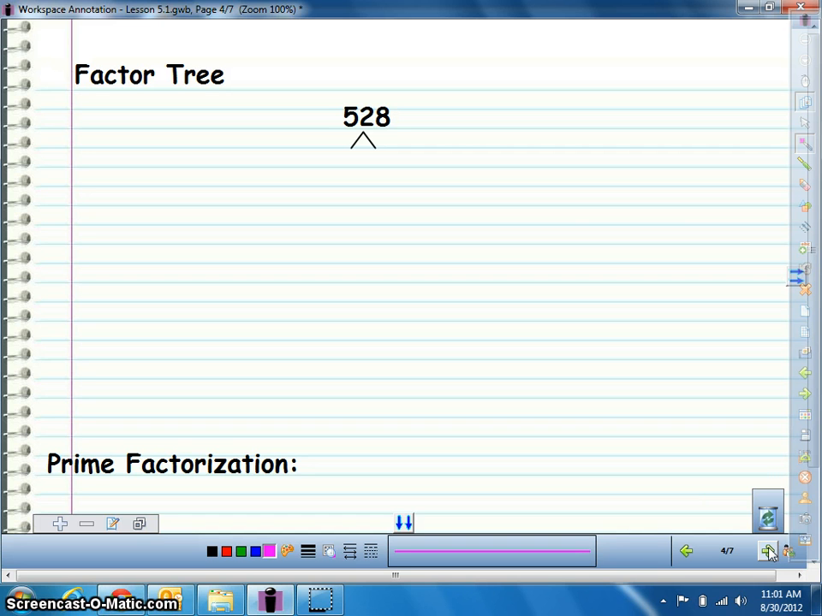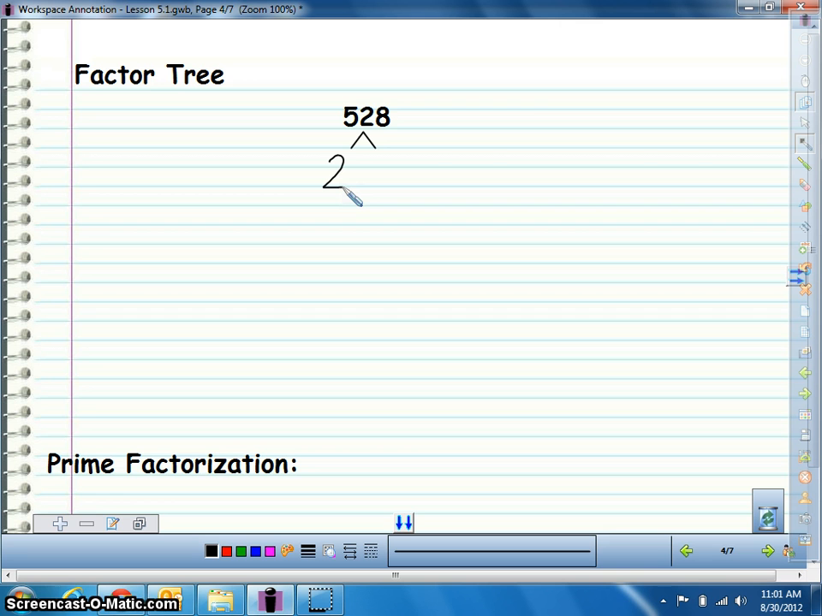So what this means is we've got 2 little twigs here. We need to break it down into 2 factors. Well, I don't know much about 528, but I do know that this is an even number, so I'm going to be able to take 2 times something to get it.